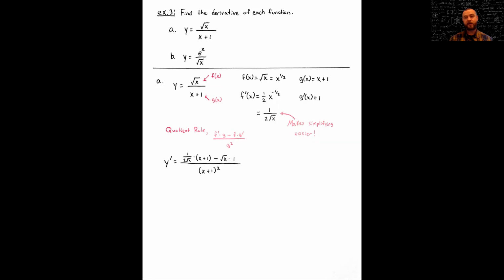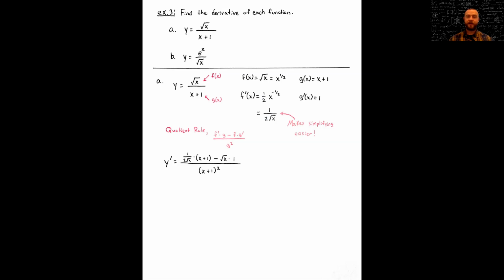All right, and what we get here, which is very common at this point in calculus and beyond, is what is technically called a complex fraction. We have a fraction where the numerator itself contains a fraction. So we have an expression here that contains fractions within fractions. All right, now there's several ways you could simplify this.